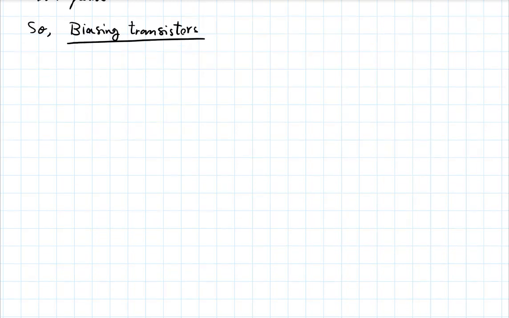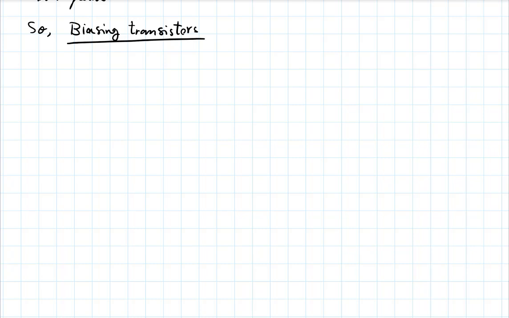We've actually, in fact, done this already. We've done some numerical examples of circuits where we've looked at DC behavior. That's biasing, basically. You're saying, I want my transistor's DC voltages and currents to be such and such values.